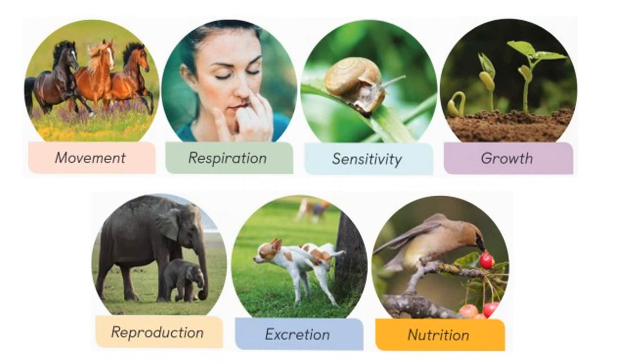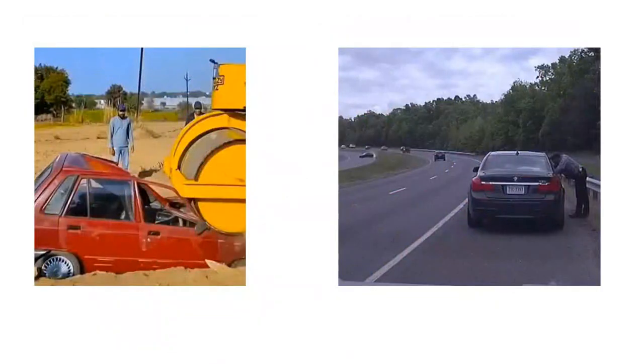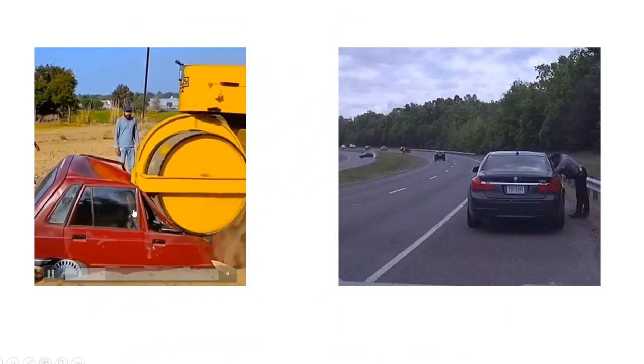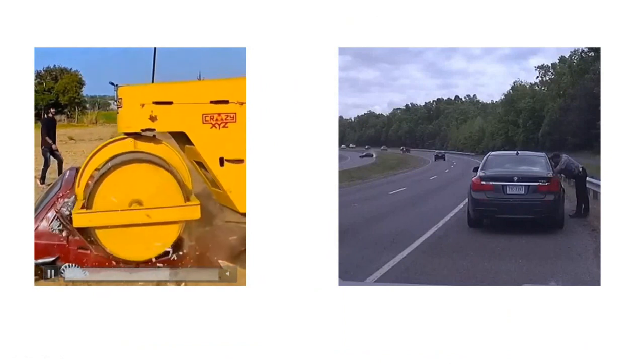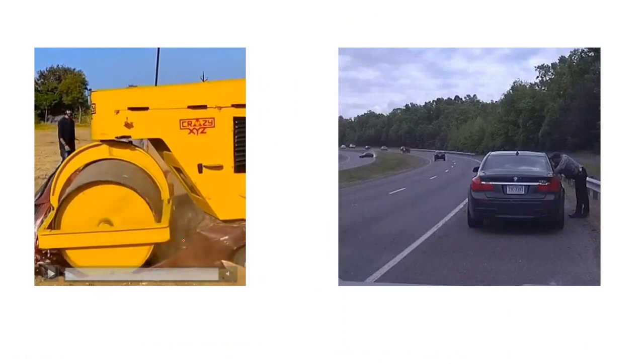Among them, today, let us learn about movement and reproduction. Let us see what movement is. Why do we move? See this. What is happening here? A road roller is crushing the car. Did the car escape? No. But here you see what happened.